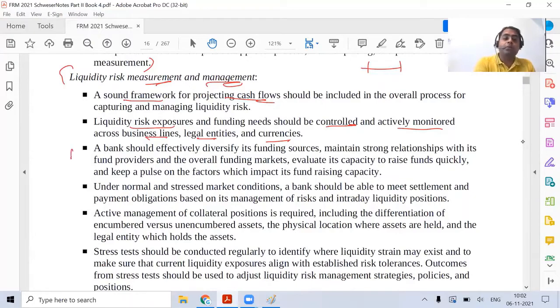The third point, which is important, is that whenever a bank wants to raise money from the market, they would try to create a pool of diversified funding sources. They might raise money from the central bank, through repo, through the interbank market, all of these different sources, so that if there is a problem in one particular market, it does not impact your ability to raise money. That is why this point is very important: diversified sources of raising money.